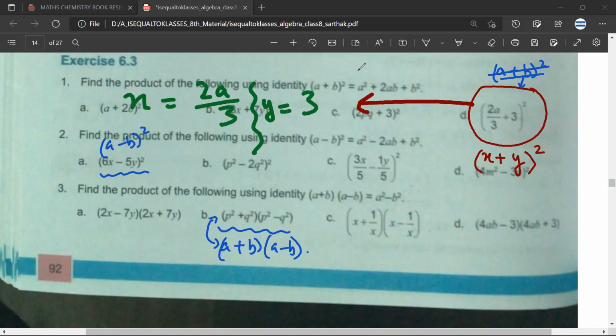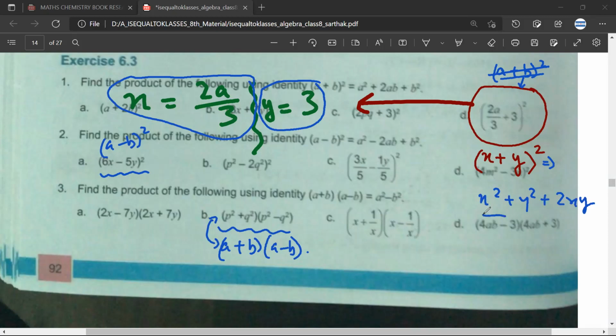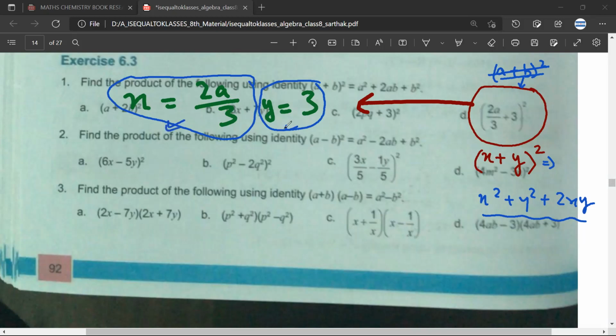No, sir. Okay. So coming back to this question, my x is 2a plus 3 and my y is 3. And I have identified that this is equal to x plus y whole square. Now x plus y whole square is equal to x square plus y square plus 2xy. Sarthak, any doubt? No, sir. Now, whenever you are doing these questions, at least when it is the first time that you are doing such a question, it always helps that first you identify and write separately what is your x and what is your y. Write it separately.